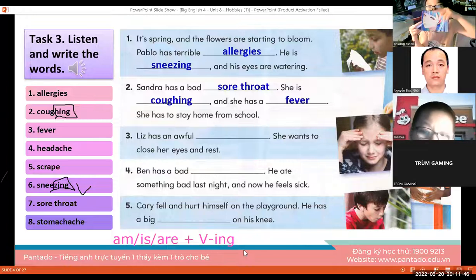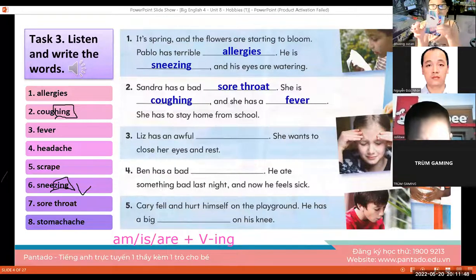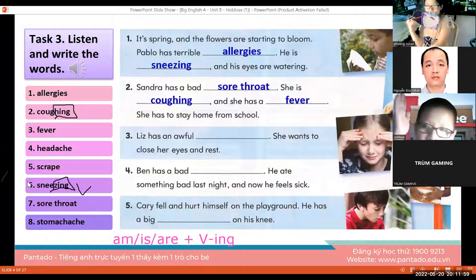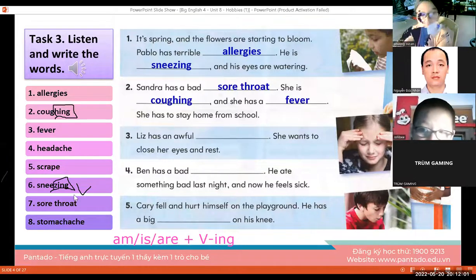Okay. So yeah, number two. Sore throat, coughing, and fever. Good job, Đức Nhân. All correct answers. Very good. Now, the next one, who can do number three for me? Who can do number three? Susan, can you help me with number three?